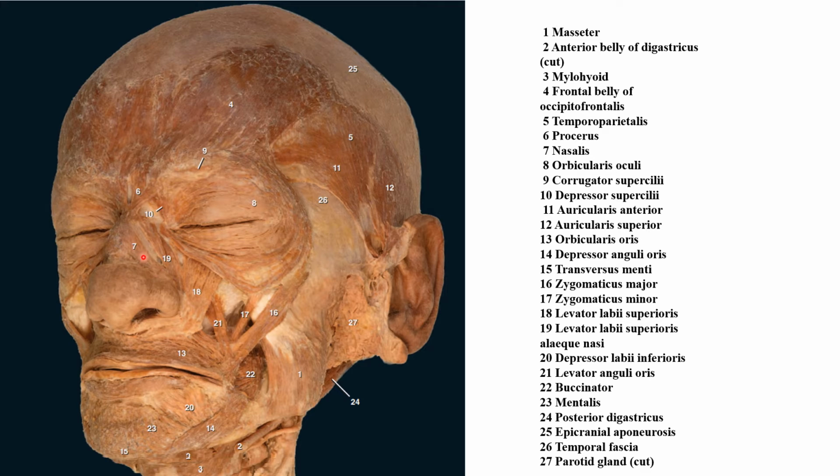This is the nasalis muscle, number 7. This is the orbicularis oculi muscle. And then we have the corrugator supercilii muscle. Somewhere here will be the corrugator supercilii muscle, which is going to be present here.